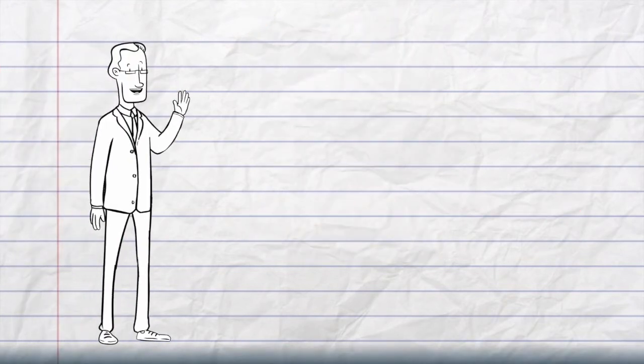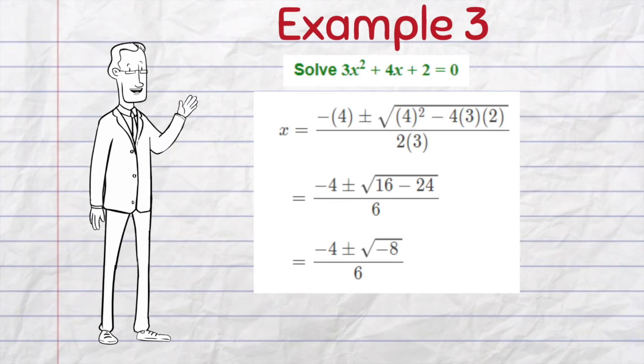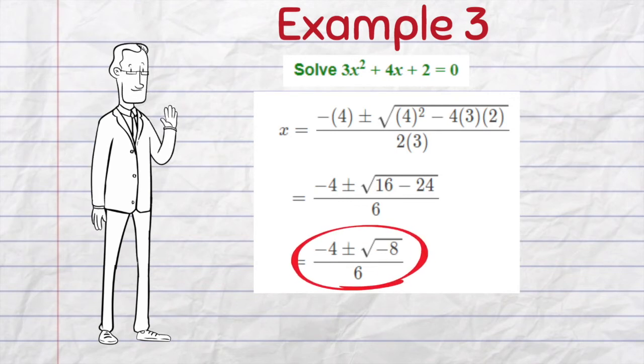For example 3, we get a different result. After we plug in a, b, and c, x is equal to minus 4 plus minus the square root of 4 squared minus 4 times 3 times 2, all over 2 times 3. We simplify it and get a final answer of minus 4 plus minus the square root of minus 8, all over 6. But as we can see, the discriminant is less than 0, so the answer cannot be given as it has no real roots.